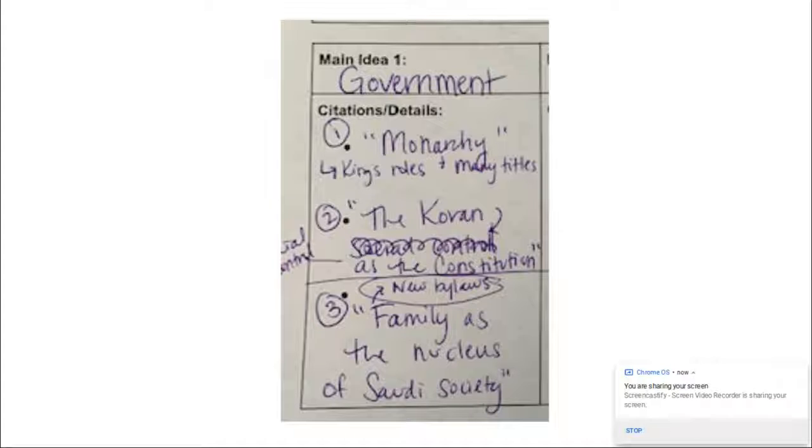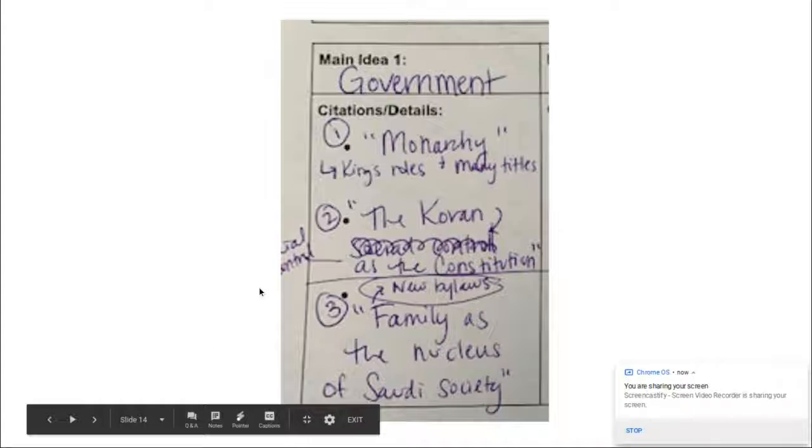So I made notes to myself of what I wanted to say and why. So I was like, okay, I'm going to include that quote I had about the monarchy and how it's a monarchy, and talk about the king's roles and his many titles. And then I'm going to go down and mention that the Quran is the constitution, and how a lot of it is that it provides social control. And that's what's cut off right there.